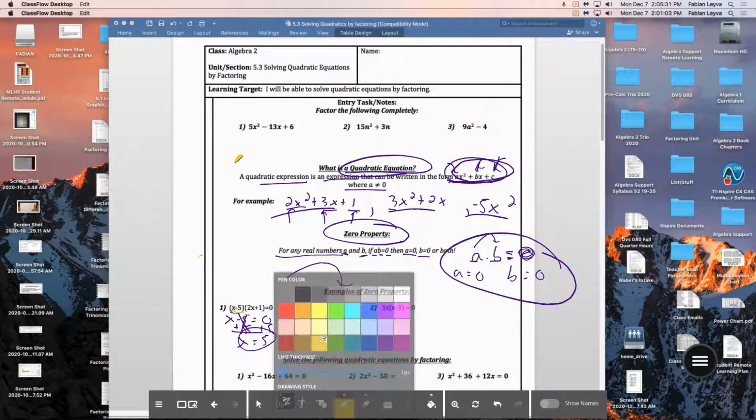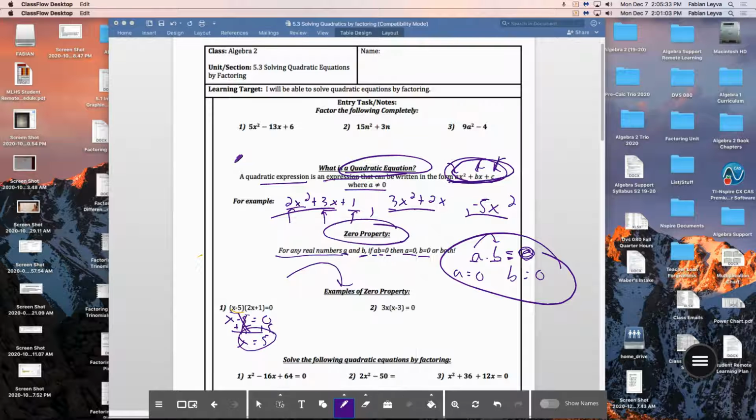Now that ain't our only option that we could have equal to 0. Notice that we have something times something. The other something could also be 0. The something is 2x plus 1.